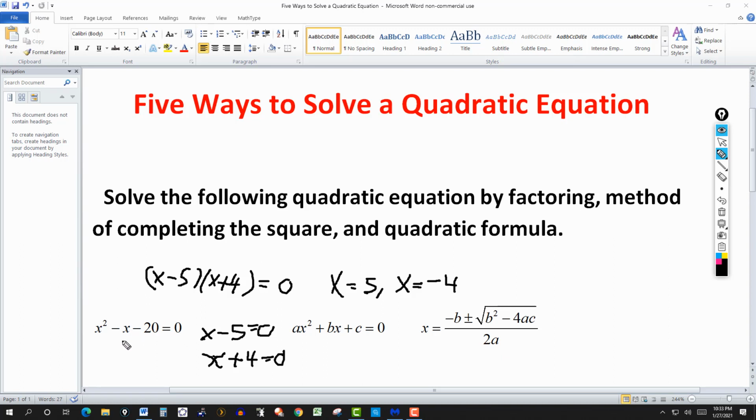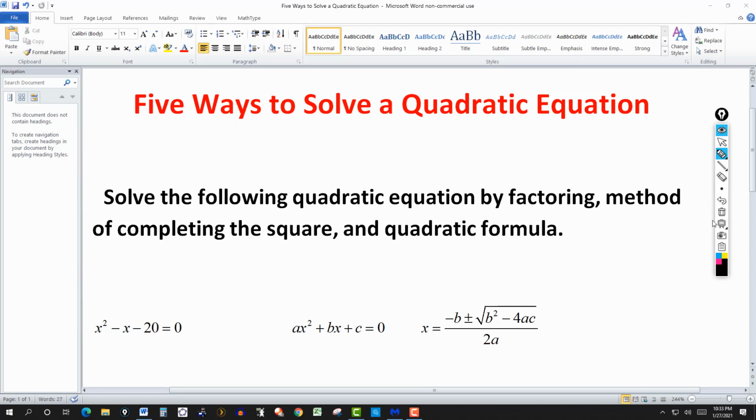Okay, now we're going to solve the same equation again using the other two methods. So let me clear this. So the answer, remember, is 5 and negative 4. So we clear this, and now we're going to use the method of completing the square. So for the method of completing the square, again, we want to isolate the first two terms. Okay, so this is going to be x squared minus x, and that's going to say equal to, take the minus 20 to the other side.